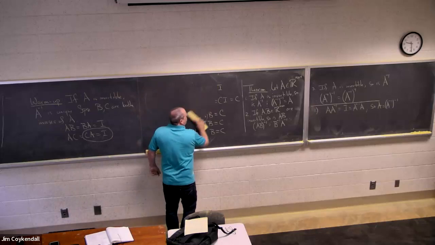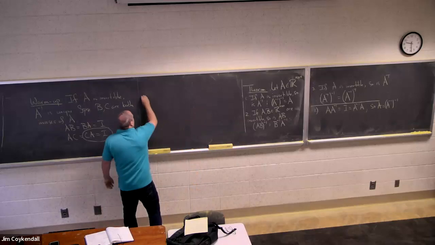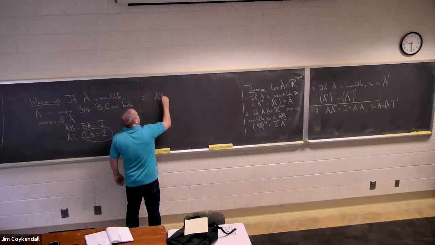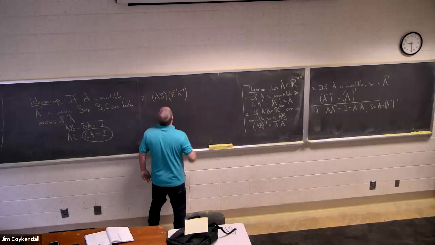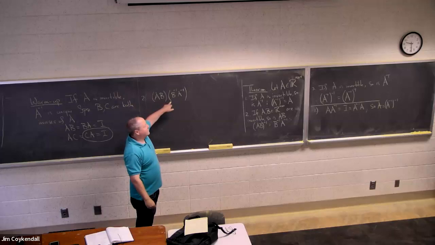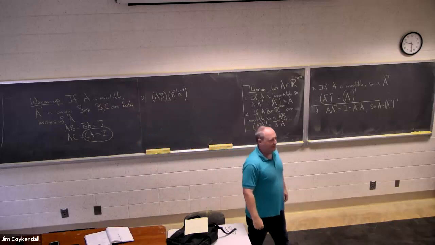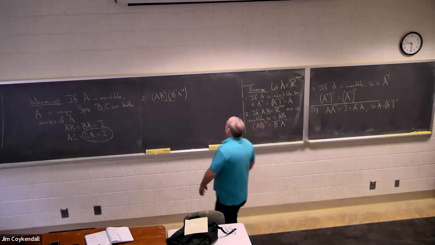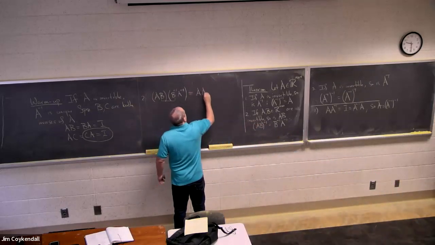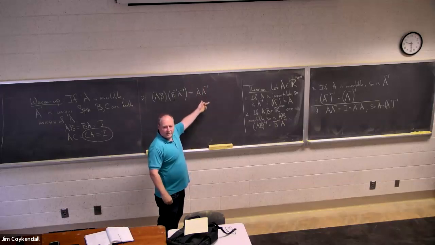How about, you know what? I'm just going to get on my truck and drive. What happens when I have AB times B inverse A inverse? What happens first? What happens to these two B's in the middle? Turns into the identity, right? So this becomes A inverse, correct? And what happens to these two?